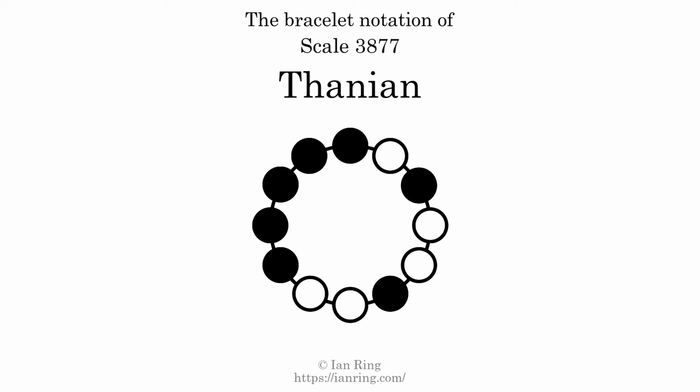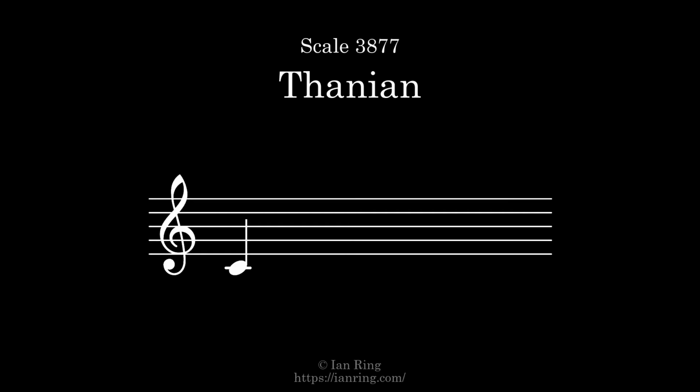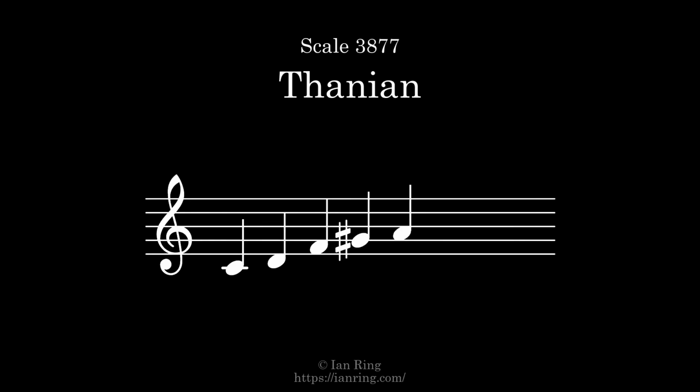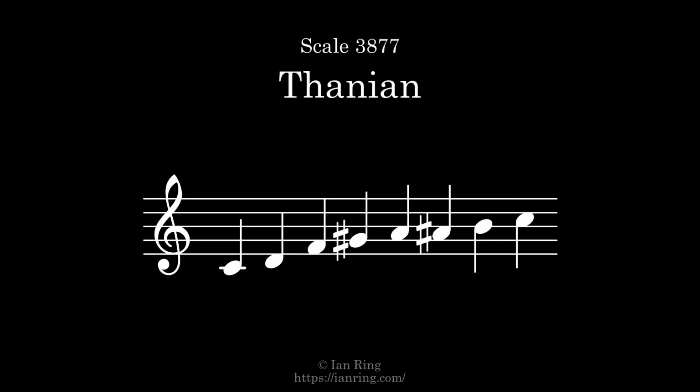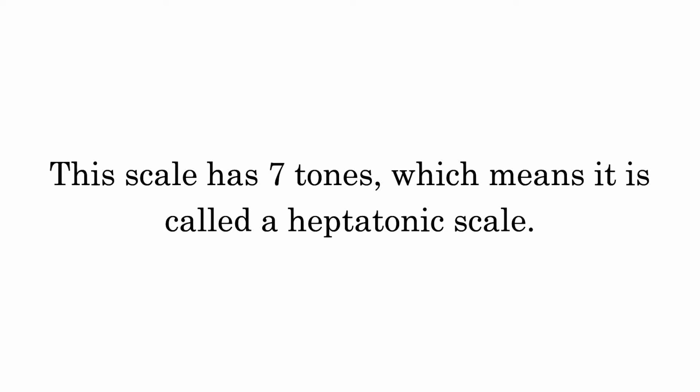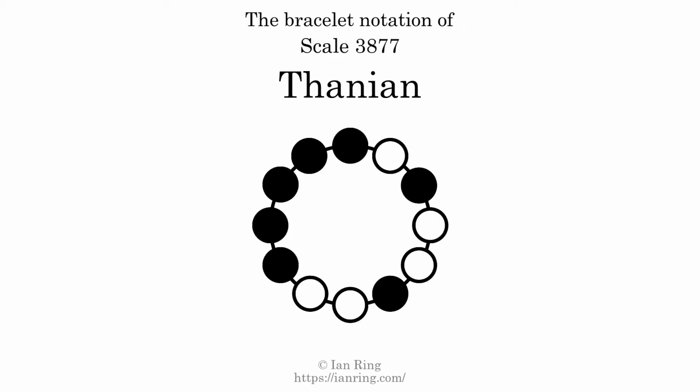3877, Thanian, which sounds like this. This scale has 7 tones, which means it is called a heptatonic scale. This is a bracelet notation diagram of scale 3877. The shaded circles represent tones that appear in the scale, and they are read clockwise, starting at the top.